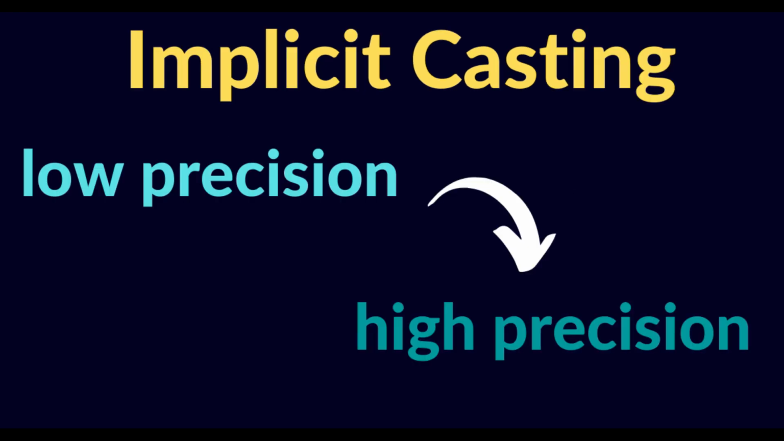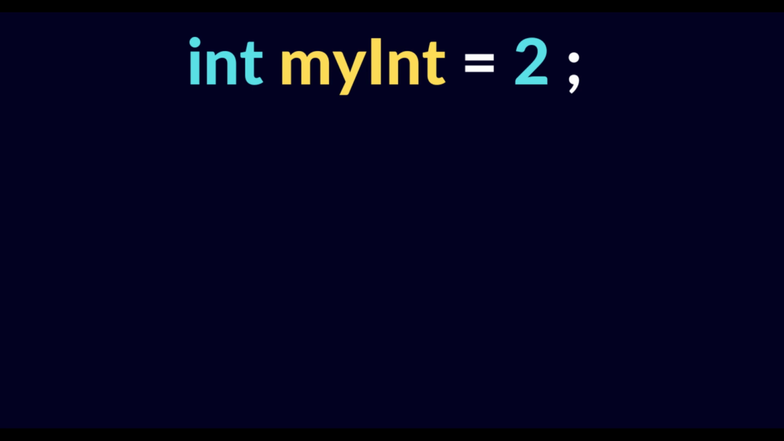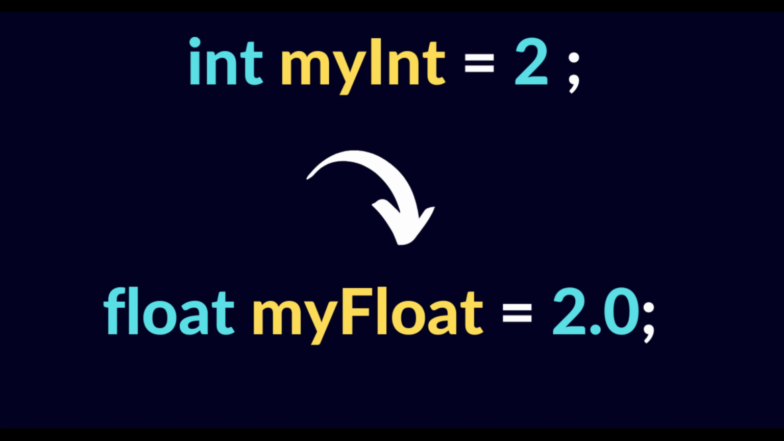Implicit casting is used when we want to convert a data type of lower precision to a data type of higher precision. This is the safest kind of typecasting because there is no loss of data. Now let me explain how. For example, you have an integer with value 2. Now you convert it into a data type of higher precision like a float. The value will remain exactly the same, which is 2. Hence there is no loss of data.